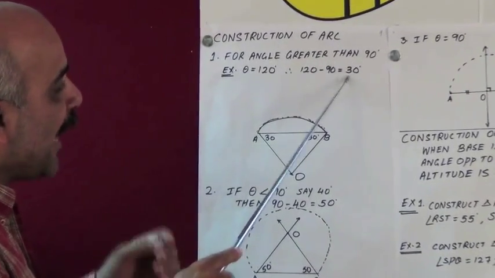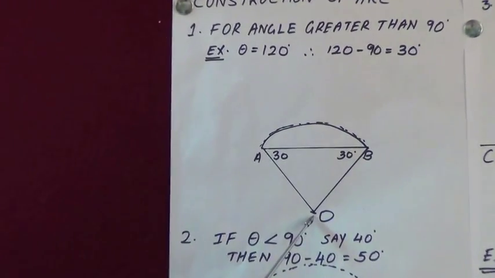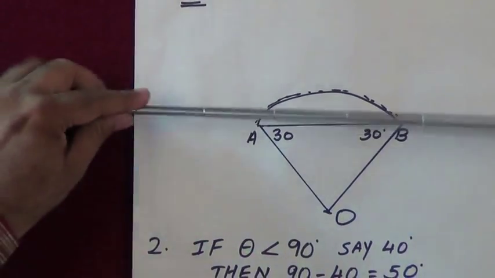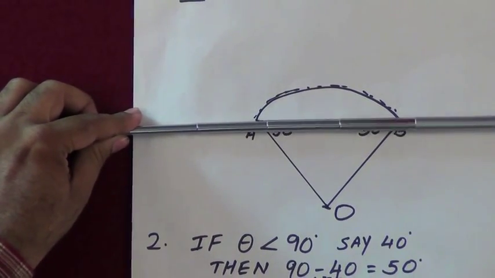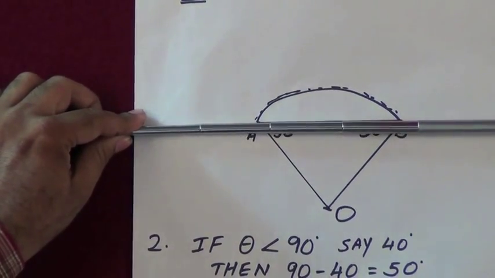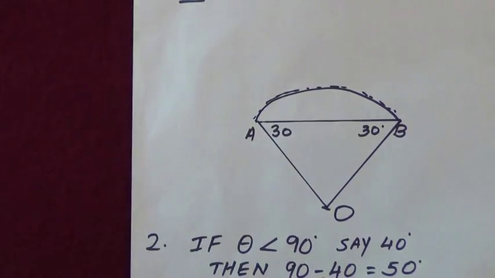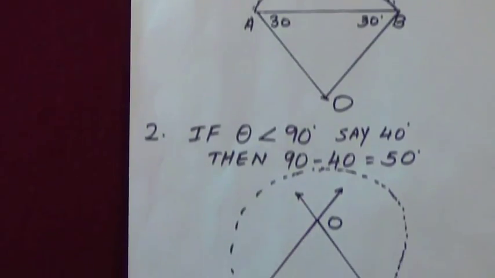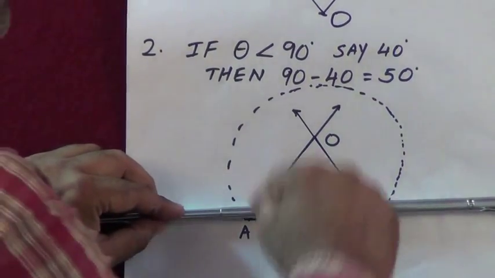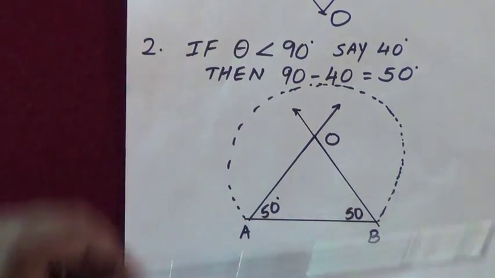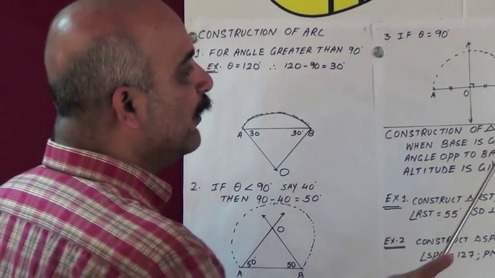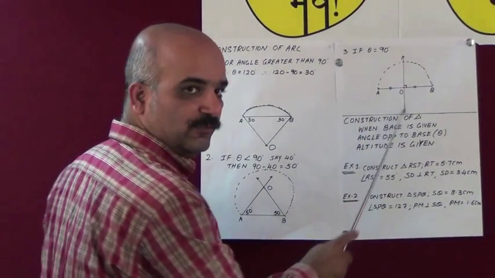That difference I take down. Remember, angle AOB comes down below the given line. Whatever the given line, when we do the example you will come to know clearly: the angle O comes down and the arc comes up. If the angle is less than 90, angle O comes above the base and the arc also comes above the base. The third condition, if the angle is equal to 90, then O comes on the line itself, on the base.